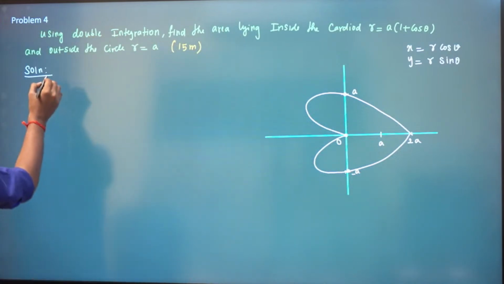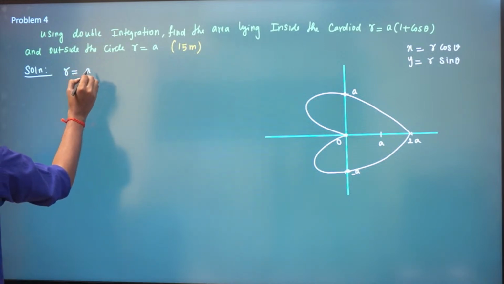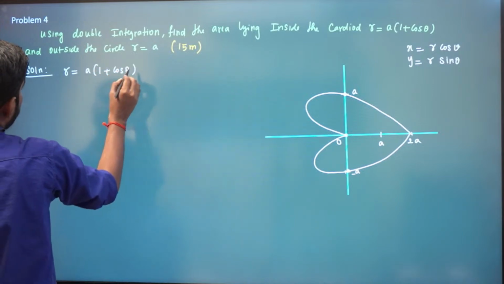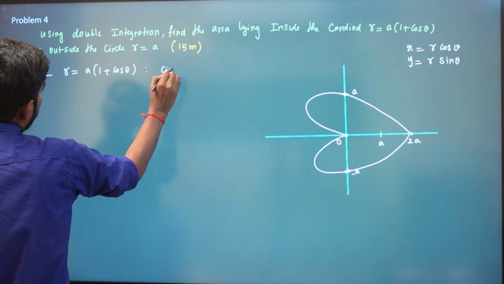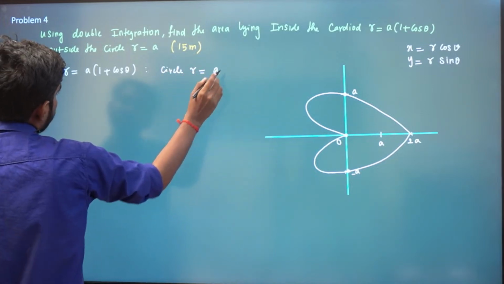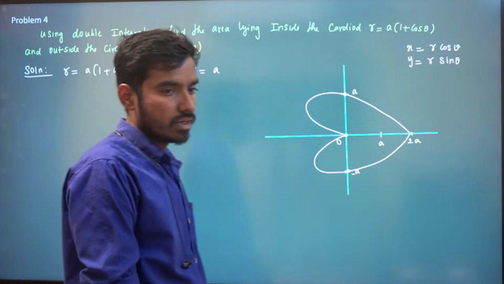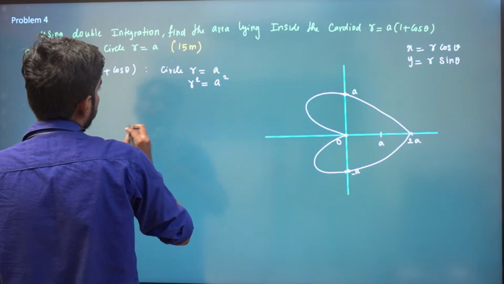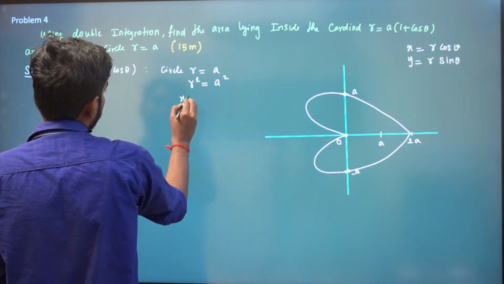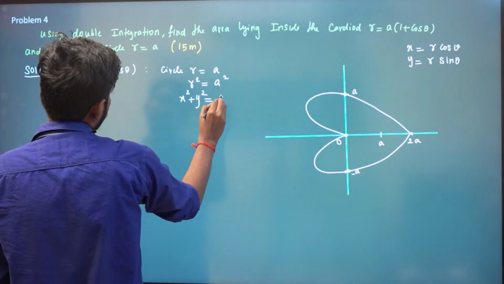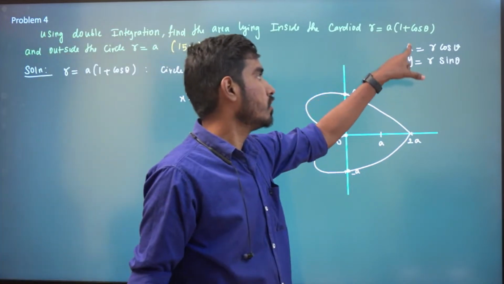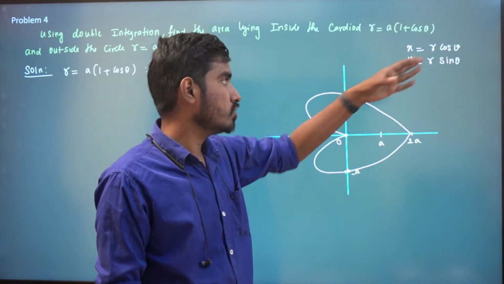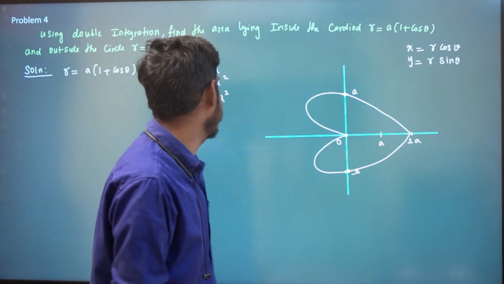Now we have our cardioid, r is equal to a into 1 plus cos theta, and then we have a circle, r is equal to a. So we will write this as a general equation of a circle. r is equal to a means r square is equal to a square. And you know what r square is? It is x square plus y square is equal to a square. Just square and add: x square plus y square is r square cos square theta plus r square sin square theta. Take r square common, so x square plus y square is r square.